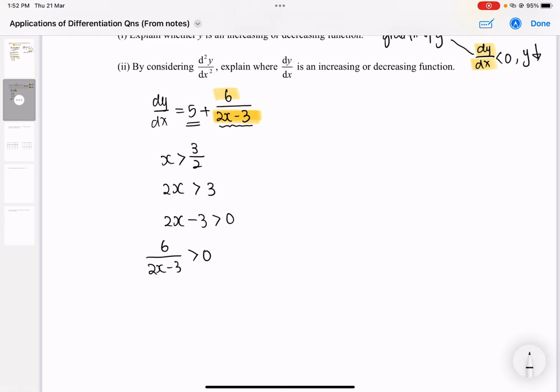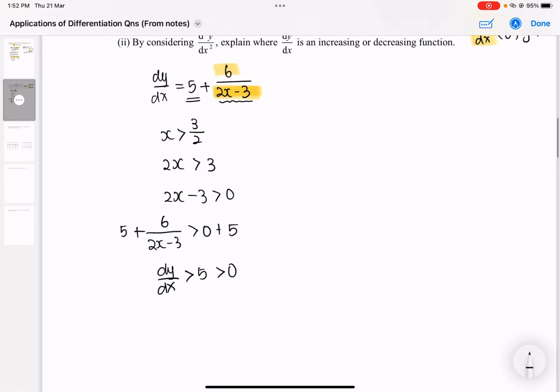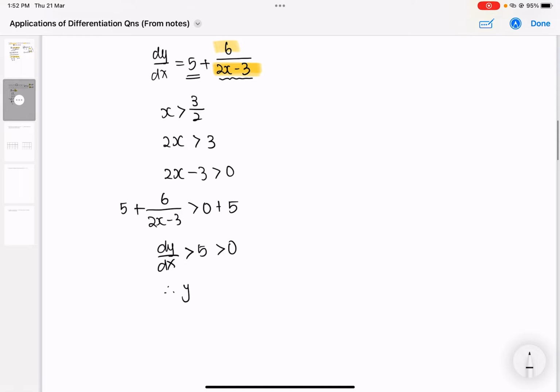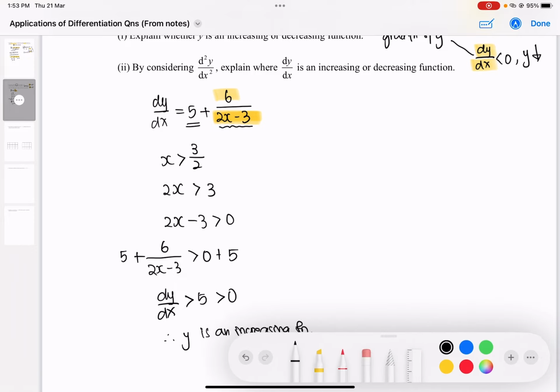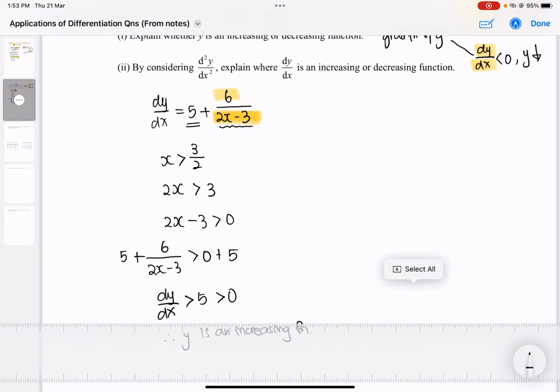Now, if I were to add a 5 on both sides of the inequality, I can see that my dy dx will be more than 5 and therefore more than 0. Since dy dx is more than 0, this must mean that y is an increasing function. So that is for part 1. Now let us take a look at how to do part 2.